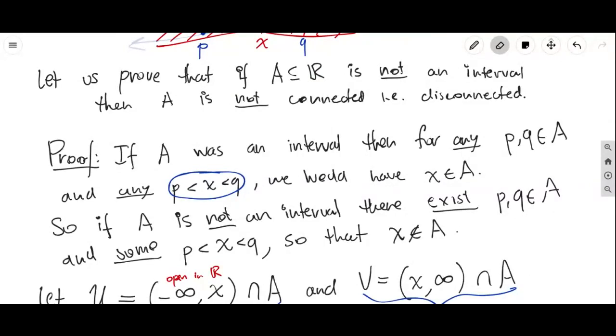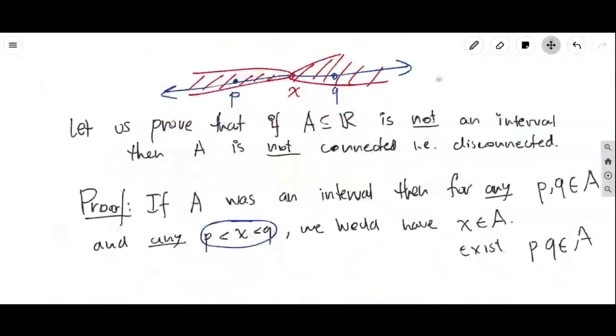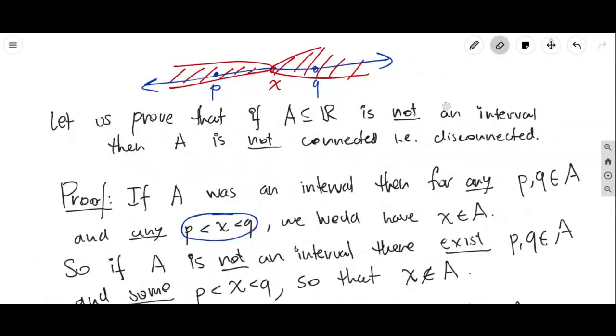So now, this is only one half of the theorem. We proved that if something is not an interval, then it's disconnected. But then there's the harder version of the proof, which is the converse: if something is an interval, then it is connected. So that's the much harder version.